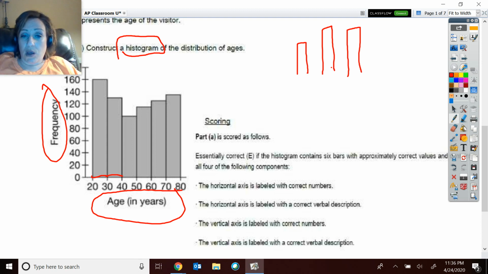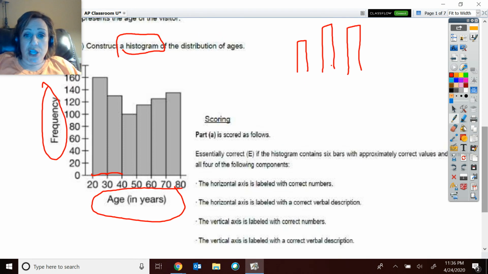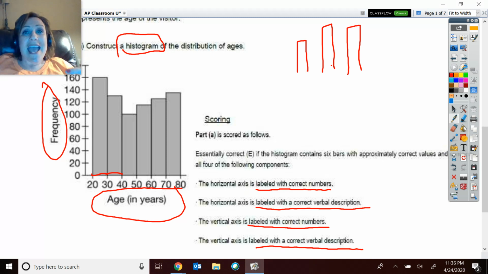We were marked wrong if we did not have all four of these items. The horizontal axis is labeled with the correct numbers and the correct verbal description. The vertical axis is labeled with the correct numbers and the correct verbal description. And it's a histogram. If you did this and you had separate bars, you don't have a histogram. You have a bar graph or a bar chart. So you had to have these bars touching to get credit for that. All right, so there was the information on that.